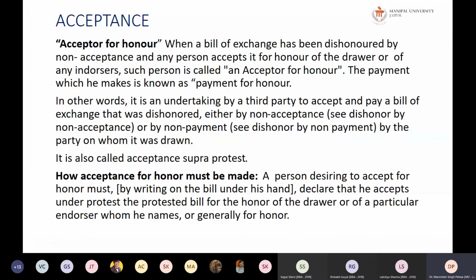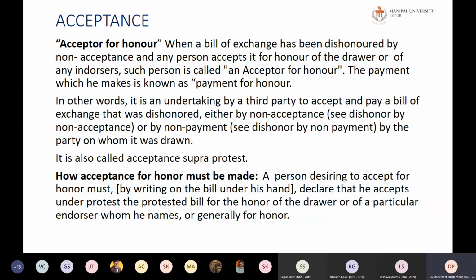Next is acceptance for honour. When a bill of exchange has been dishonoured by non-acceptance and any person accepts it for the honour of the drawer or of any endorser, such person is called an acceptor for honour. The payment which he makes is known as payment for honour. We will be discussing acceptor for honour and payment for honour, both. Meanwhile, we will also be considering the holder and the holder in due course in today's class.